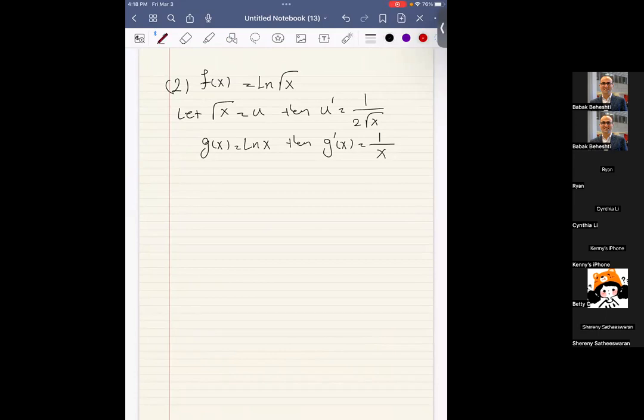But here what we know is that f is just g of u. So f prime is equal to u prime times g prime of u. So f prime is equal to u prime, 1 over 2 times root x, times g prime of u. g prime of x is 1 over x. So g prime of u is 1 over u, which is 1 over root x. If you multiply these two, you get 1 over 2x.